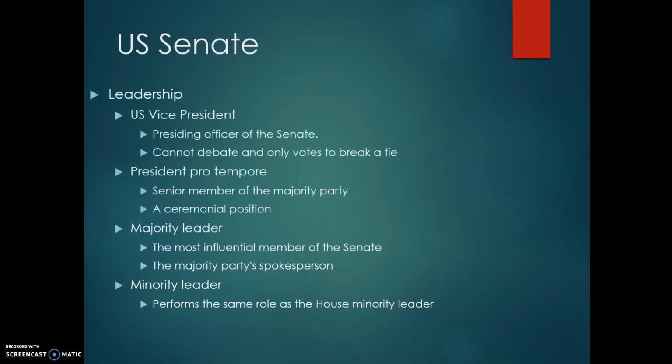So leadership of the Senate is very similar. There is a hierarchy. The actual president of the Senate is the vice president. The vice president's main job as the presiding officer of the Senate is to be the tiebreaker vote if there is a tie in the Senate. Then more of a ceremonial position is the president pro tem. The president pro tem is the senior member of the majority party in most situations. Majority leader is going to be the most influential person in the Senate. They're the ones who push the party agenda of the majority party. And the minority leader will perform the same role as the House minority leader.